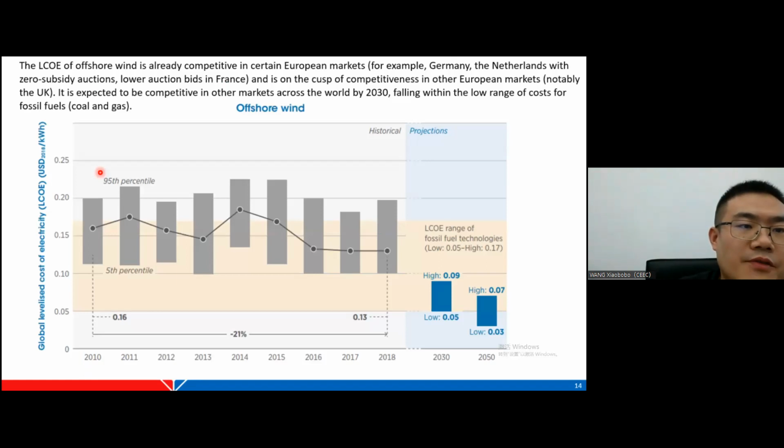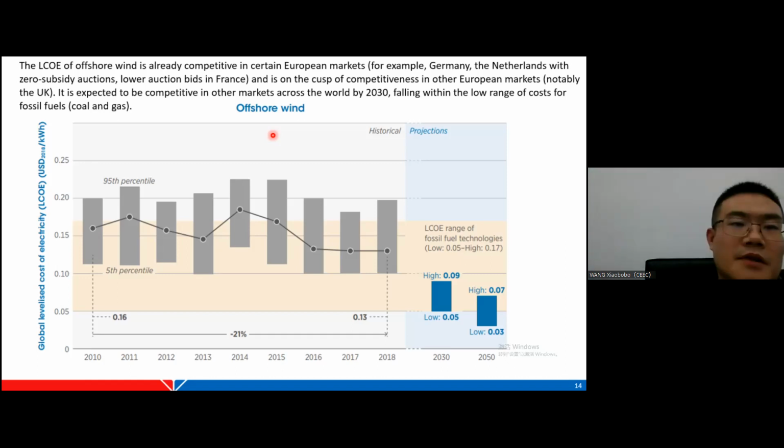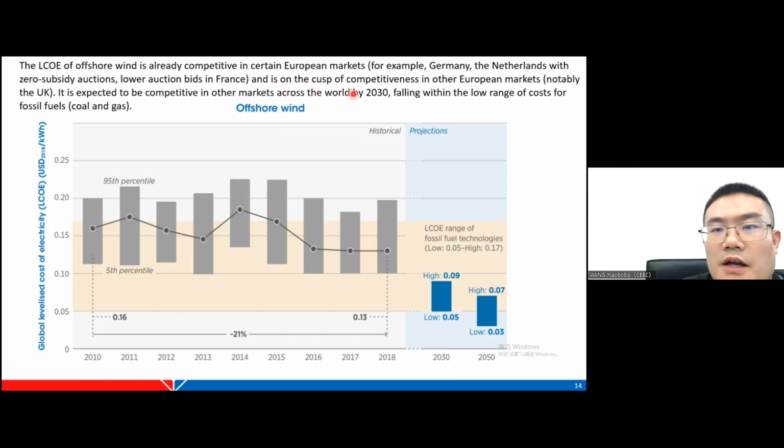The levelized cost of offshore wind is already competitive in certain European markets, Germany and the UK. Everyone wants offshore wind to be zero subsidy. In China, from this year, offshore wind is zero subsidy in certain provinces. So it is expected to be competitive in other markets across the world by 2030.